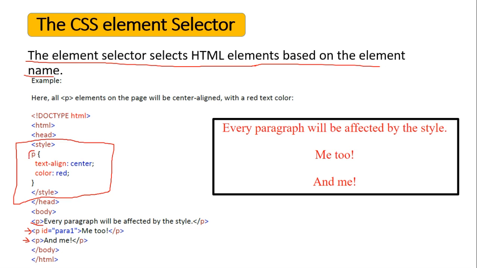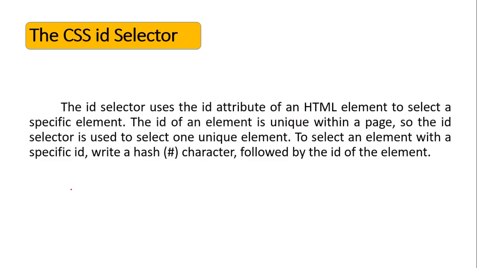Here again, like in our previous classes, we have selected p as our element. This is the selector. This paragraph will have text-align center and the color red. So all of these paragraphs will be aligned to center and will have a font color red. If you want to change the font size, you can write font-size after this and then declare your font size. So that is the CSS element selector.